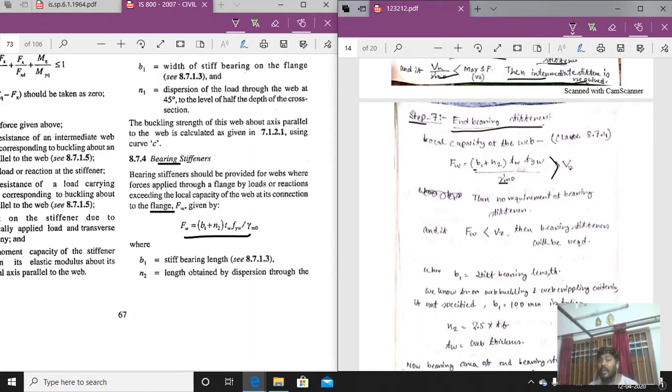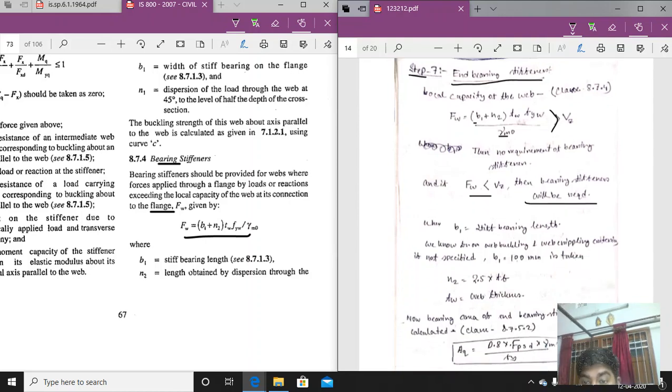Now, if the local capacity of the web is higher than the shear force, it generally does not happen because the local capacity is very much less than the shear force applied. If it is more than that, then the bearing stiffeners will also not be required. But generally, the bearing stiffeners are required. So Fw is always less than Vz, then the bearing stiffeners will be required.